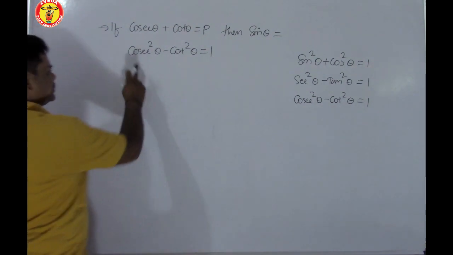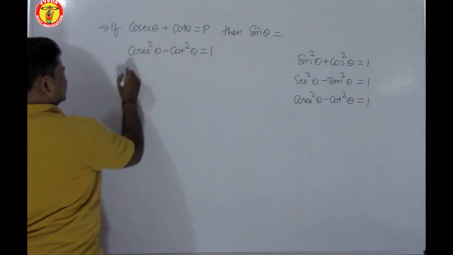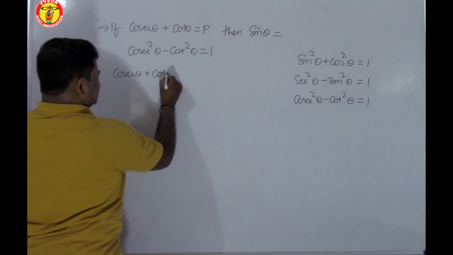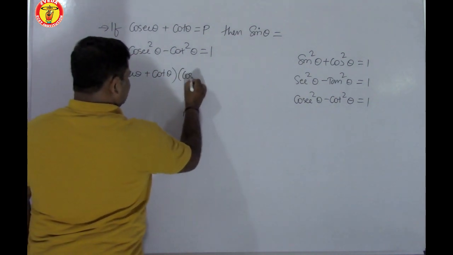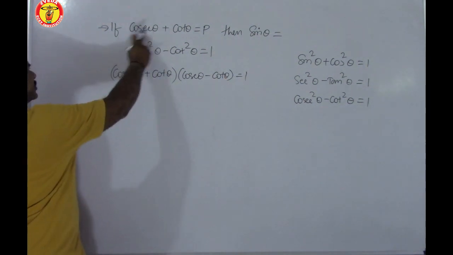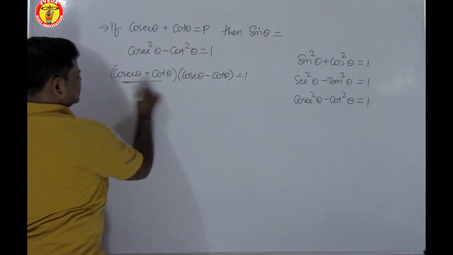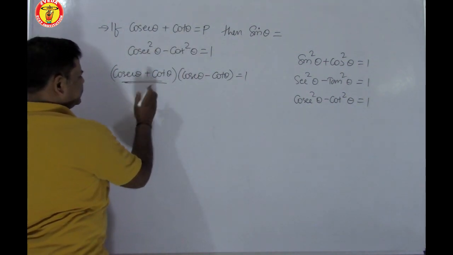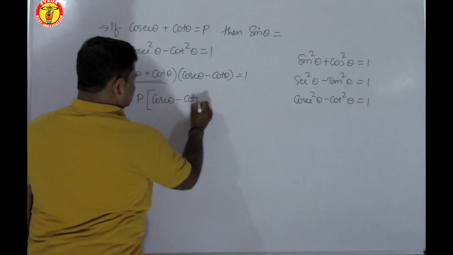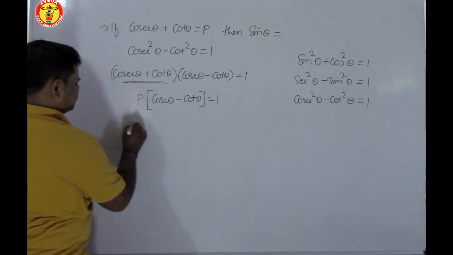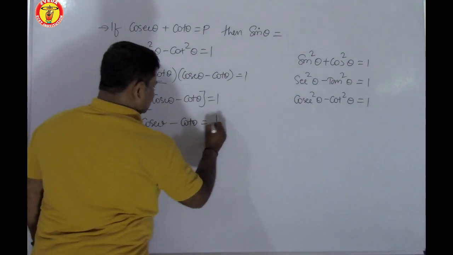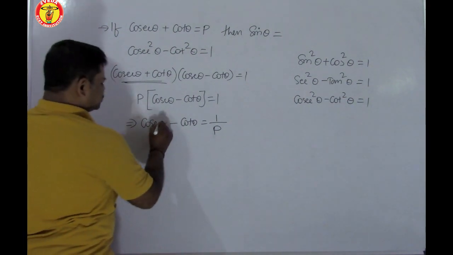Now, when we are using this identity, how should we change it? This resembles a square minus b square, which can be written as a plus b into a minus b. Isn't it? In our question we have cosecant theta plus cot theta is equal to P. That means instead of this we can write P. So P into cosecant theta minus cot theta is equal to 1. That implies cosecant theta minus cot theta can be written as 1 by P.